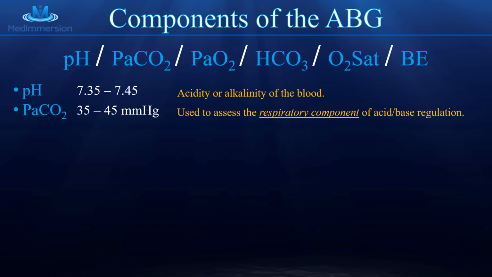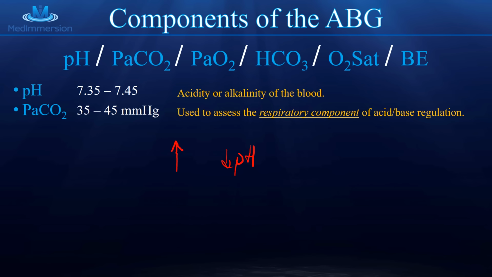Next, the PaCO2, which is the partial pressure of arterial carbon dioxide. The normal values are between 35 and 45. There are my favorite numbers again. This is used to assess the respiratory component of acid-base regulation. What does that mean? Well, I talked a little bit about respiratory compensation or the respiratory component a couple of slides ago. Remember, the carbon dioxide in your blood shifts between carbon dioxide and carbonic acid. So when the PaCO2 goes up, there is more carbonic acid in your blood. Your blood is more acidic. And when that number goes down, the opposite is also true. Okay, so this is the respiratory component.